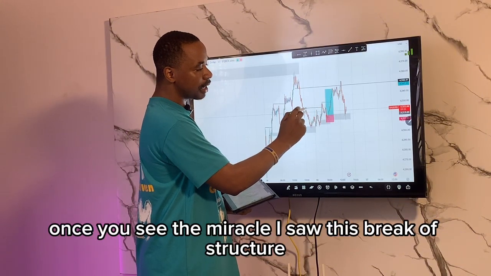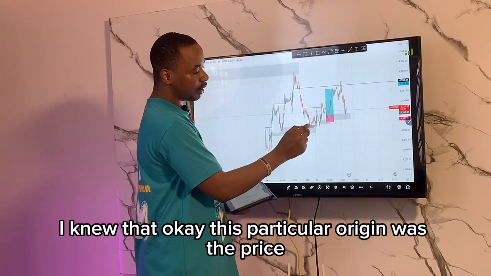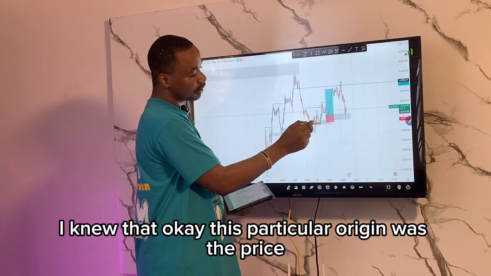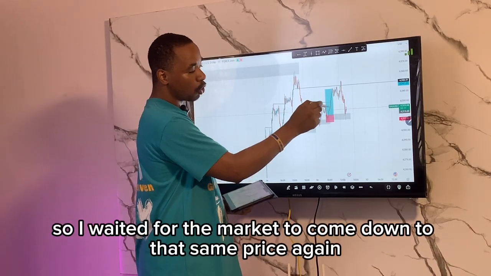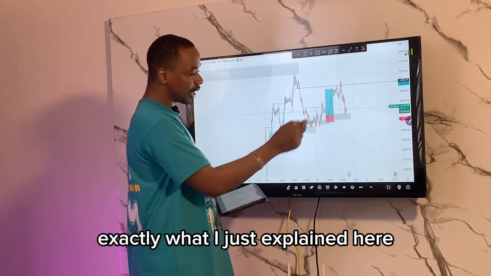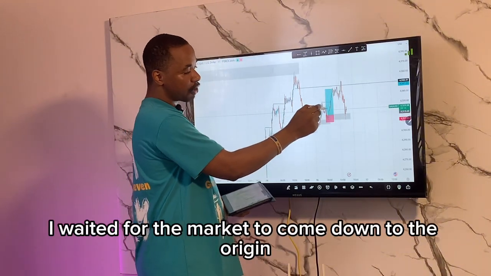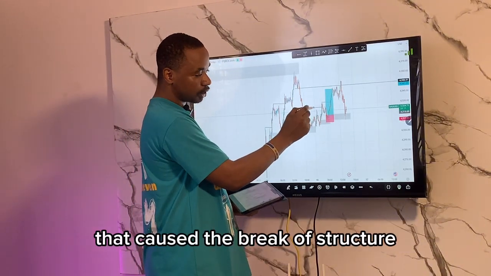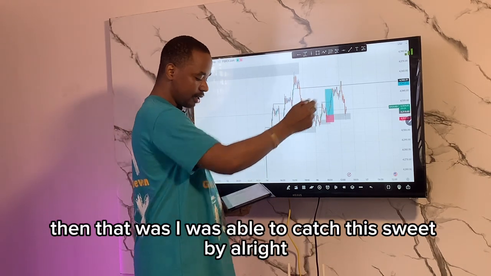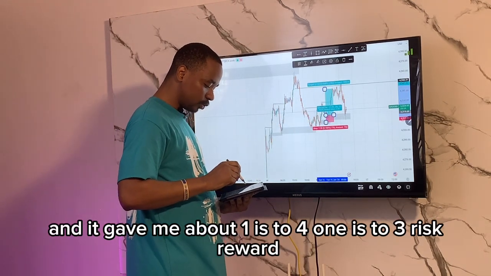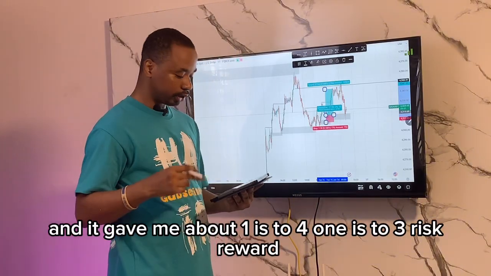Once I saw this break of structure, I knew that this particular origin was the price that caused this break of structure here. So I waited for the market to come down to that same price again, exactly what I just explained. I waited for the market to come down to the origin that caused the break of structure, and that was how I was able to catch this buy. And it gave me about 1:4, 1:3 risk reward.